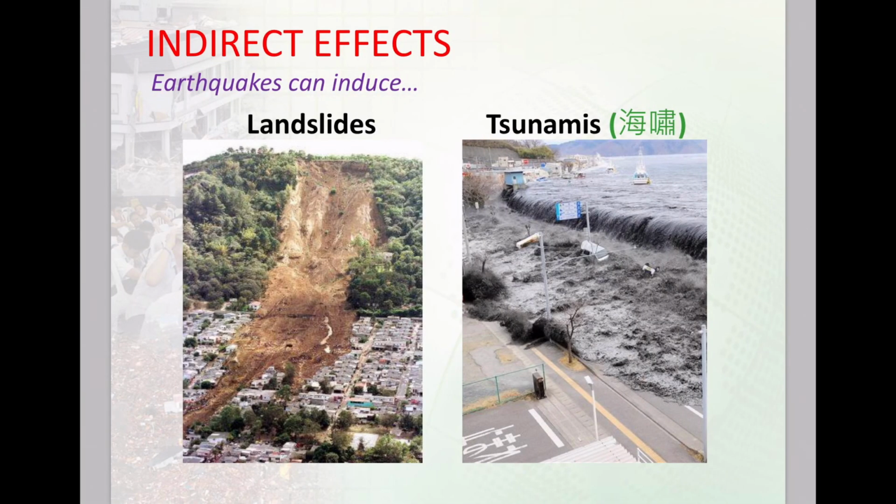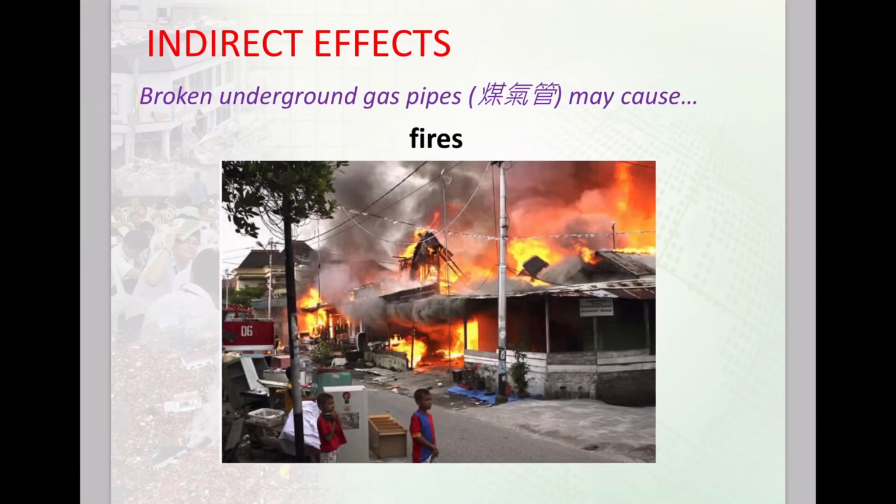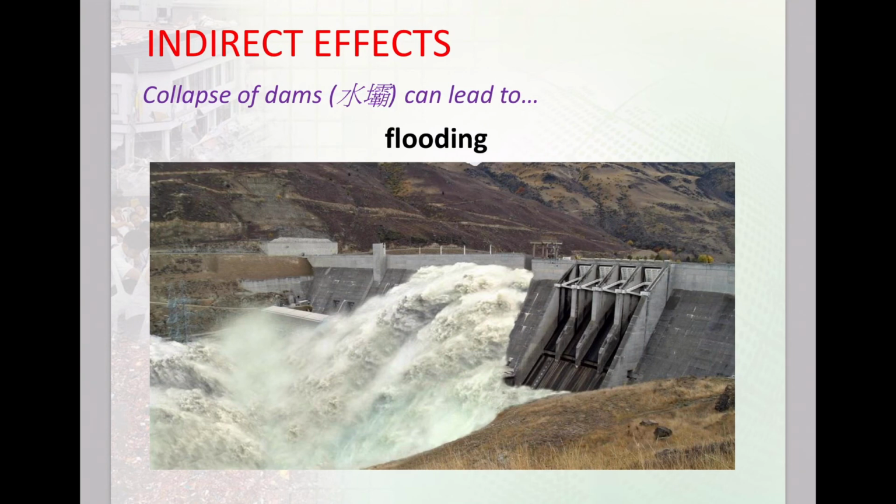Okay, after talking about direct effects, let's look at indirect effects. Earthquakes can induce other natural hazards. We may have landslides and tsunamis. And the broken underground gas pipes may cause fires. So fires are one of the examples of indirect effects. What's more, flooding may happen because of the collapse of dams. That's another natural hazard that may happen after the earthquake.